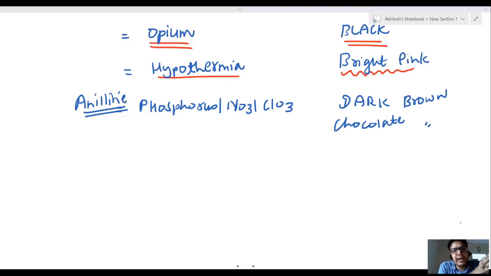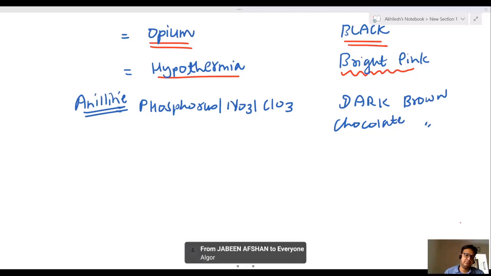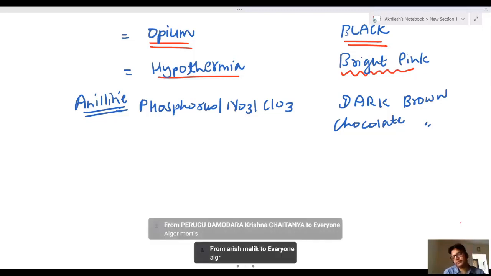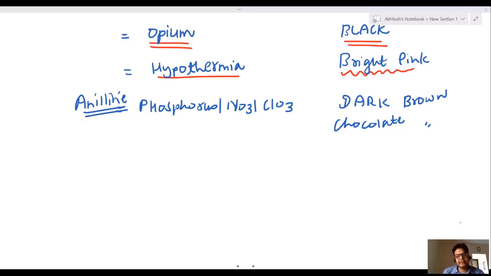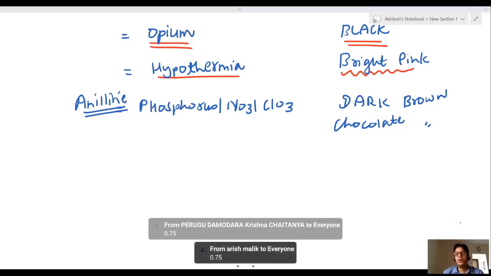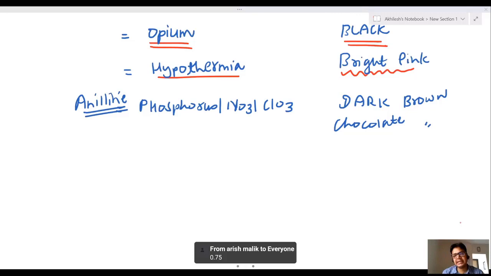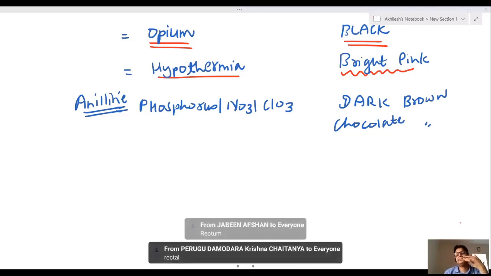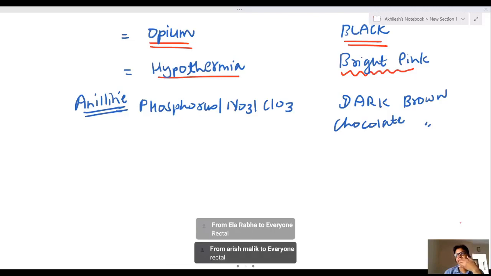Decrease in temperature of a dead body is known as liver mortis or algor mortis? Algor mortis. What is the rate of fall of temperature in summer in Fahrenheit? 0.75 degree Fahrenheit per hour. What is the ideal site to record temperature? Rectal.